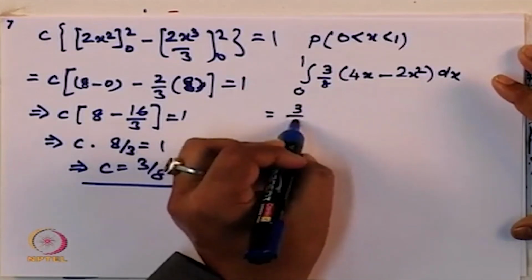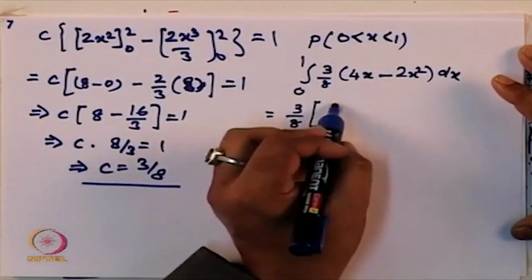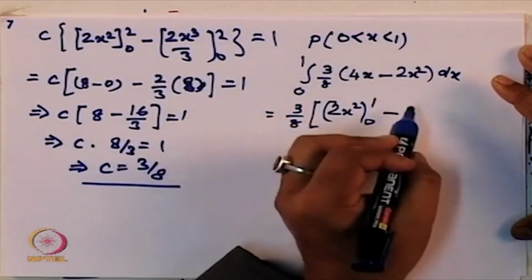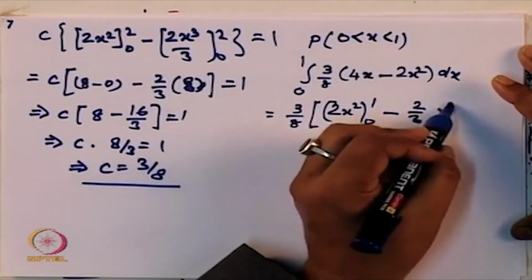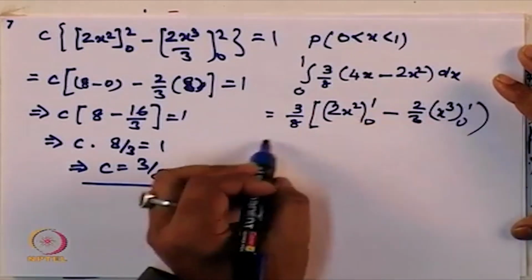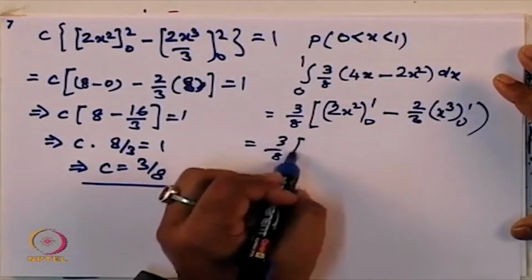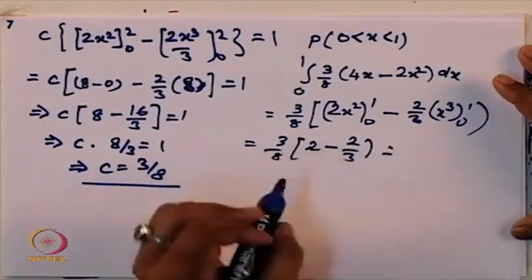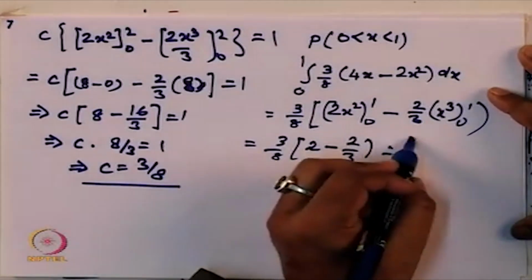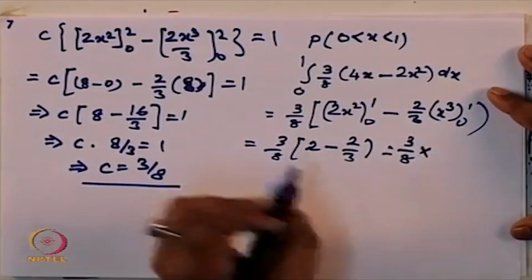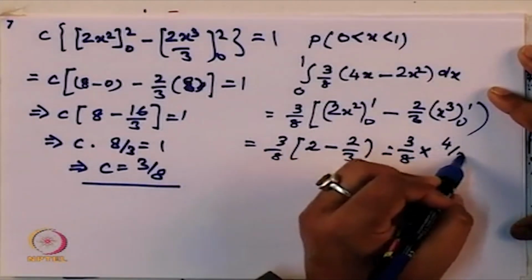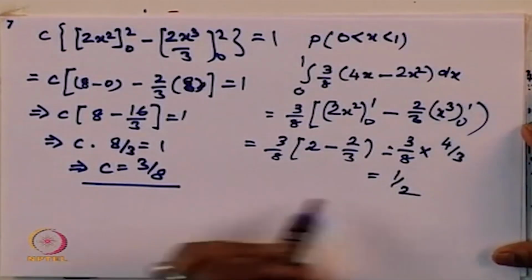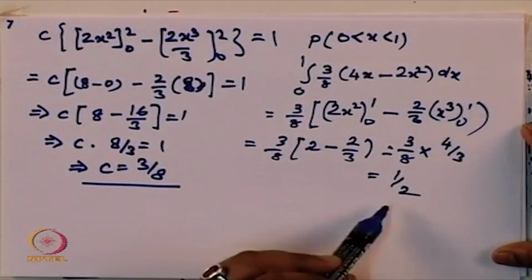This will give me 2x square, 1 minus... equal to 3 by 8 into (2 minus 2/3), 6 minus 2, 4 by 3, equal to 3 by 8 into 4 by 3, equal to half. Okay. So, the probability of 0 less than x less than 1 you can calculate.